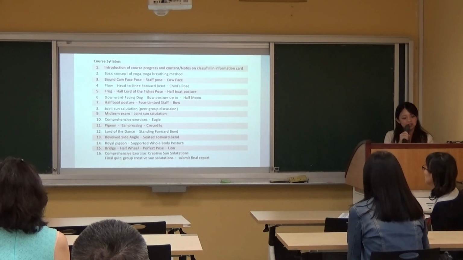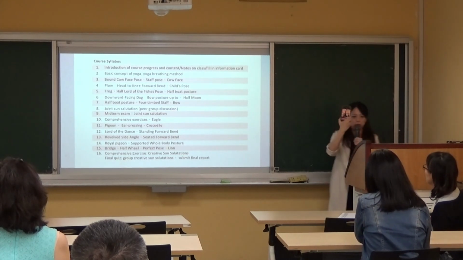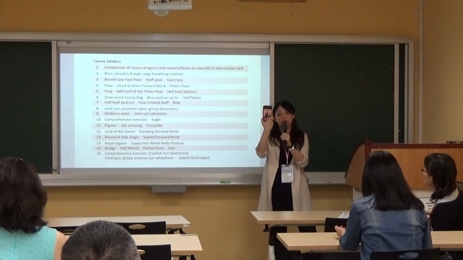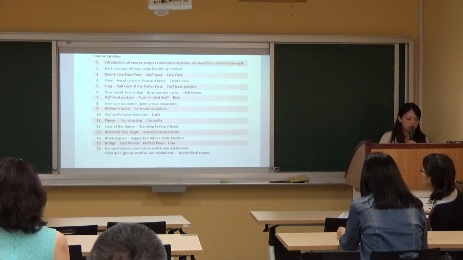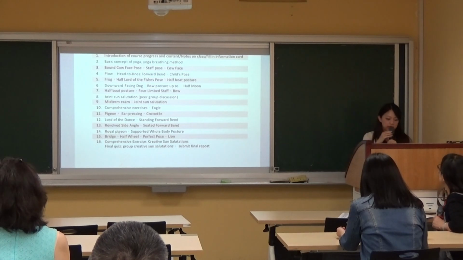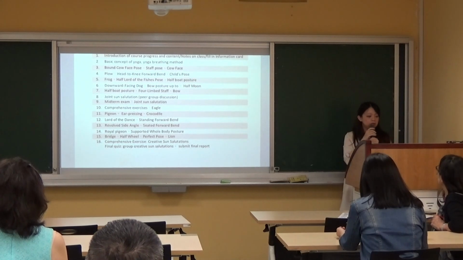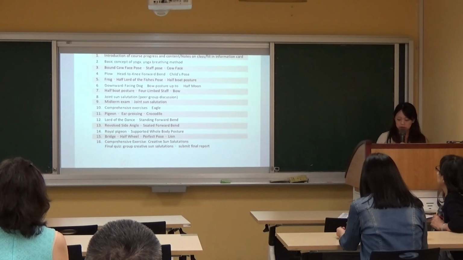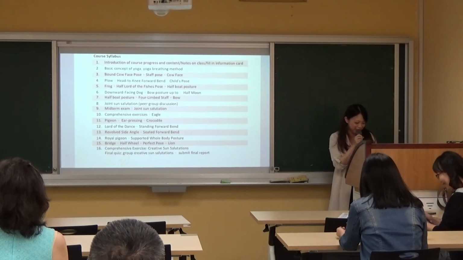And week 6, downward facing dog. Downward facing dog is this one, facing downward. Okay, and finally, group creative work, in groups of 5 or 6 people, creating a yoga solution as a group. Okay. Thank you for listening. Thank you.